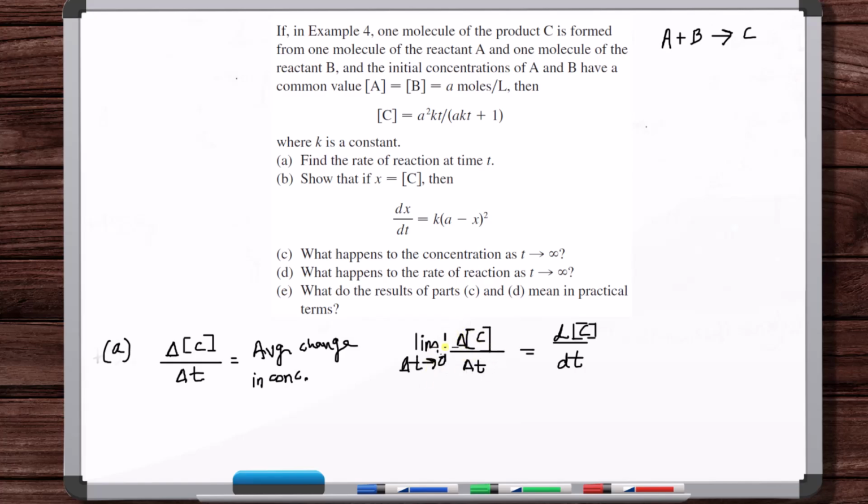Now, can we do this? Can we find this limit? Yeah, as long as the concentration as a function of time is a differentiable function, we can absolutely do that, and it is. And you can get a sense of what this is telling you. It's the average change in concentration, but with delta t shrunk down infinitesimally small. So it's that rate at a point. So, okay, what is dc/dt? We need to use the quotient rule. So let's come here. Why do we need to use the quotient rule?